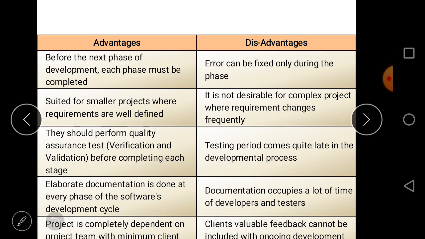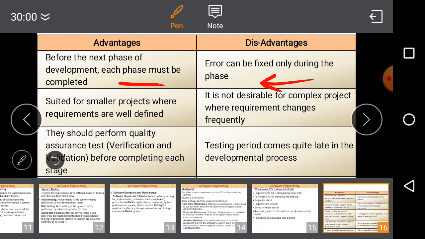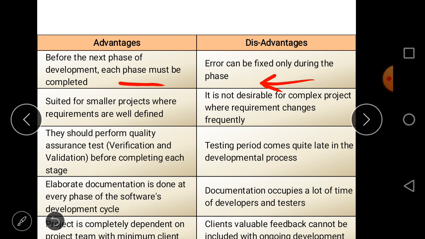Second is, what are the advantages and disadvantages? The advantage is that each phase must be completed before the next phase of development. The disadvantage is that errors can be fixed only during the phase. If a phase is complete, then it is very difficult to make changes, because after one phase is complete, another phase starts. If you want to make certain changes in a previous stage, it is very difficult. The second point is that it is suited for small projects, and it is not desirable for complex projects.